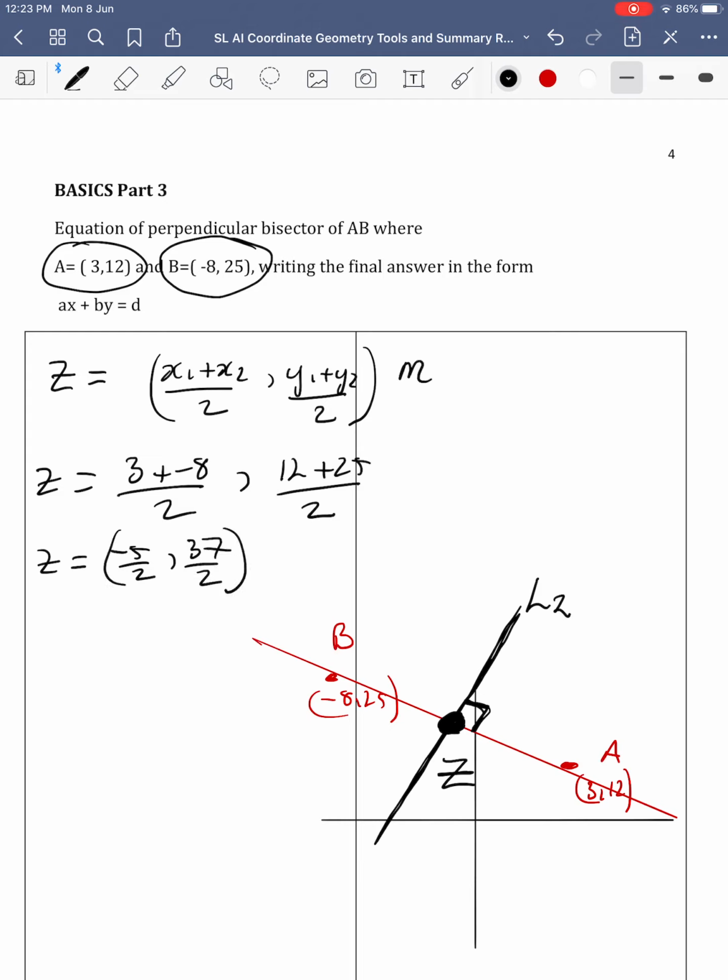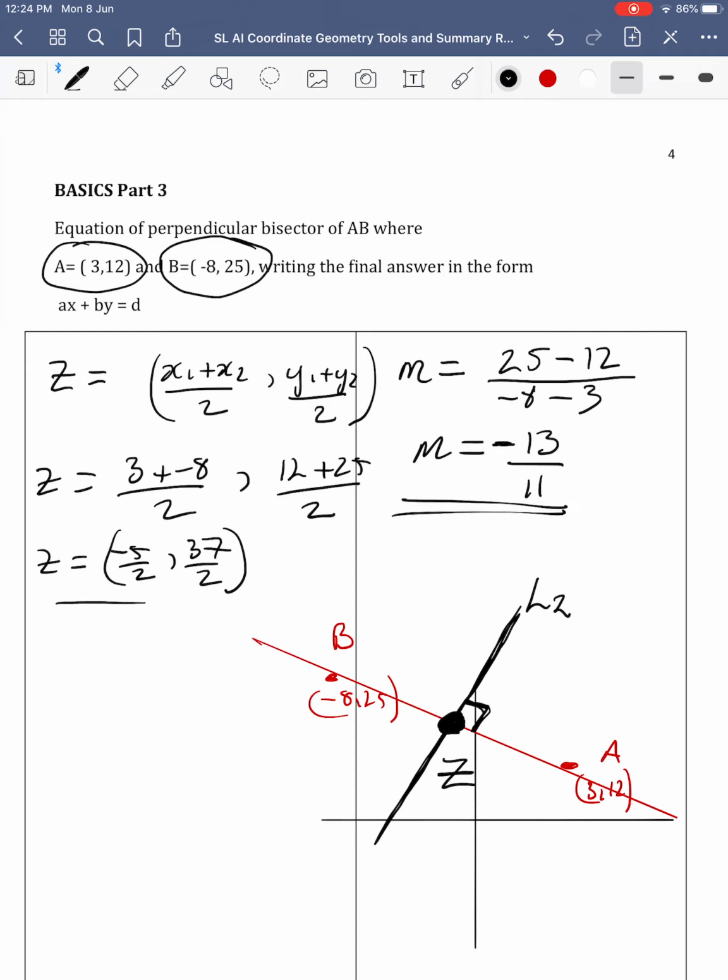And now the gradient. So the gradient I'm just going to do as y2 minus y1 over x2 minus x1. Again, you can choose which point to call 2 and which point to call 1. And we've already got this gradient from the question before. It's 13 over 11, but it's a negative gradient. Okay, so this is actually for L1. This is the gradient of L1, and this is the midpoint of L1 from A to B.